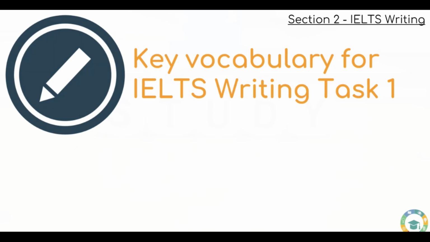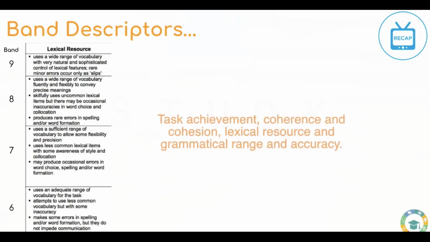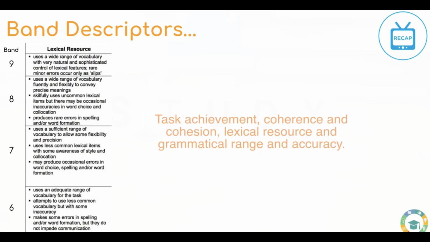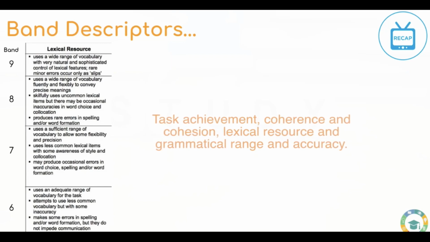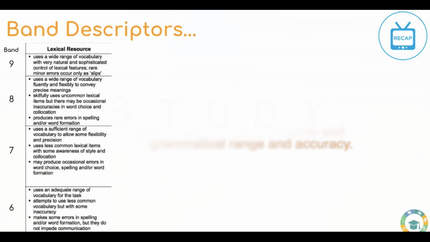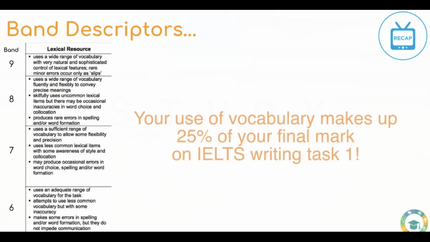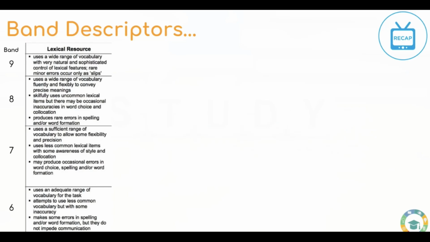Let's go back to the band descriptors to understand why vocabulary is so important for your final band score. You may remember the band descriptors are split into 4 sections. That's task achievement, coherence and cohesion, lexical resource and grammatical range and accuracy. The key point to remember is these 4 criteria are marked equally at 25% each. So your use of vocabulary or lexical resource makes up 1/4 or 25% of your final band score.